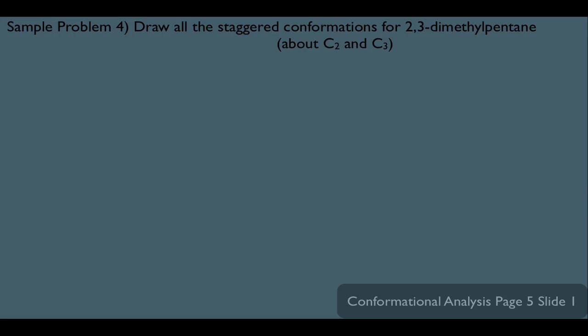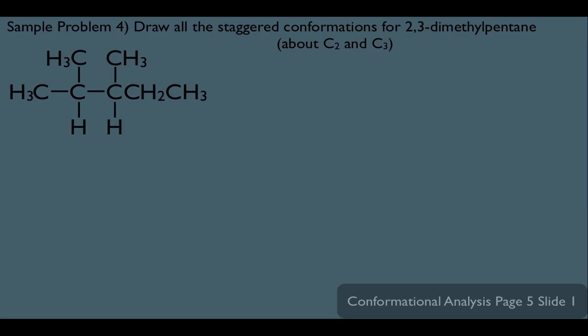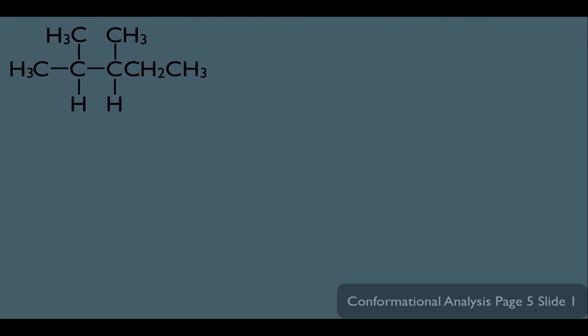So of course we'll start with a rough sketch of our molecule. This happens to be 2,3-dimethylpentane. And we're going to need the room here, so let's scoot it up. The problem is stating about C2 and C3, so let's label that.